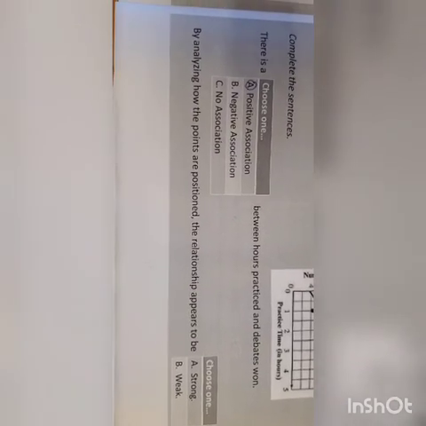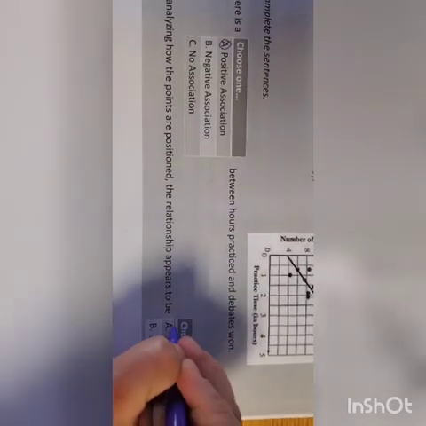And it asks if this relationship appears to be strong or weak. I would say that all of those points are pretty tight in together, and so I'm going to choose a strong association.